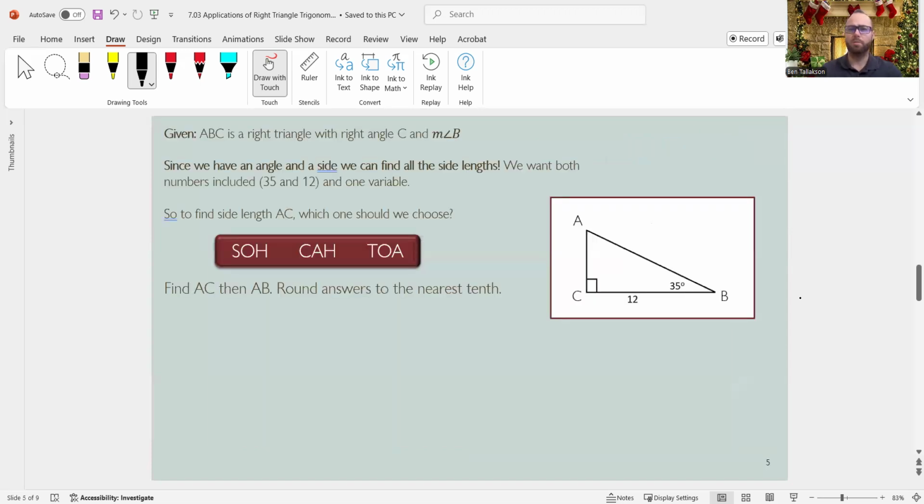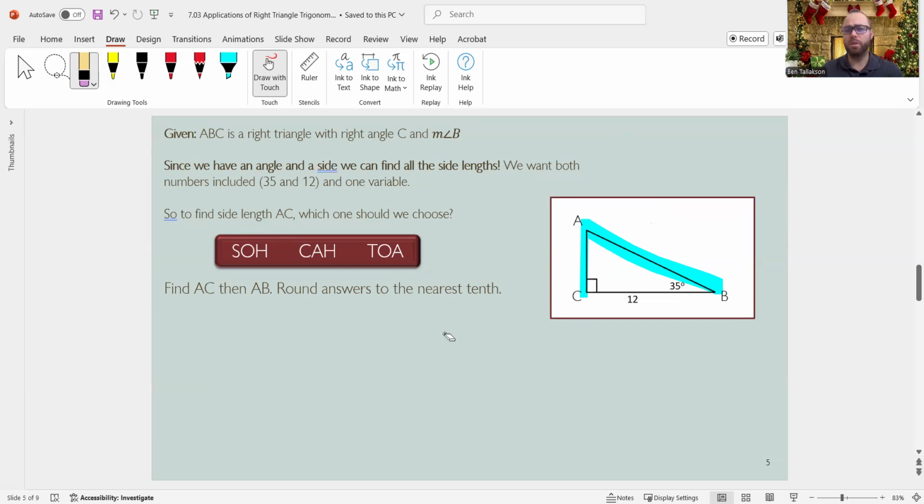Let's take a look at a problem. We're given a triangle, and all we have is an angle, technically two angles, because we know a right angle is 90 degrees, and a side. And that is enough to find all of the side lengths. So we know this one, but we need to find this one and that one. Okay, so that's what I'm going to highlight.